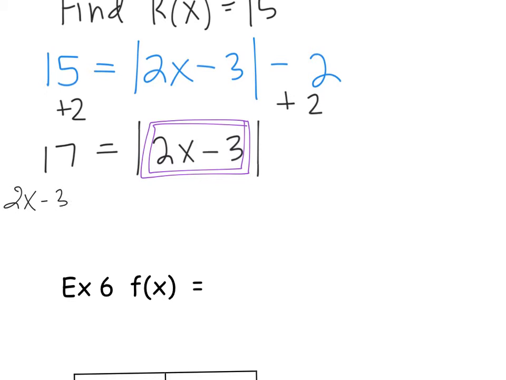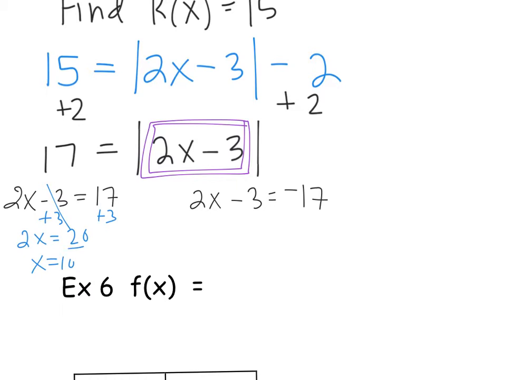And this is from our work in the first unit, the concept of the absolute value equation and the two answers. We're going to solve each prospective equation for x. So 2x is equal to 20, x is 10 over here. And let's add 3 over here. 2x is equal to negative 14, x is negative 7.